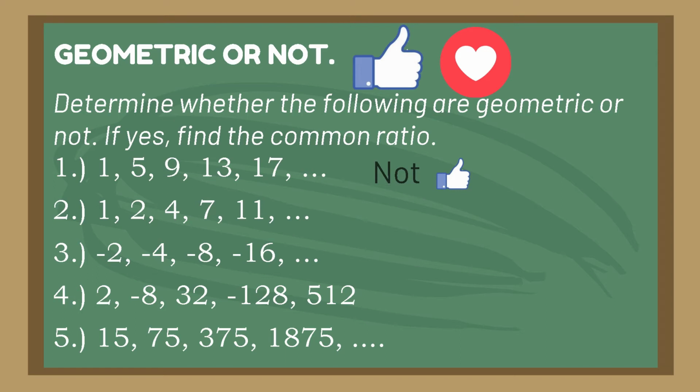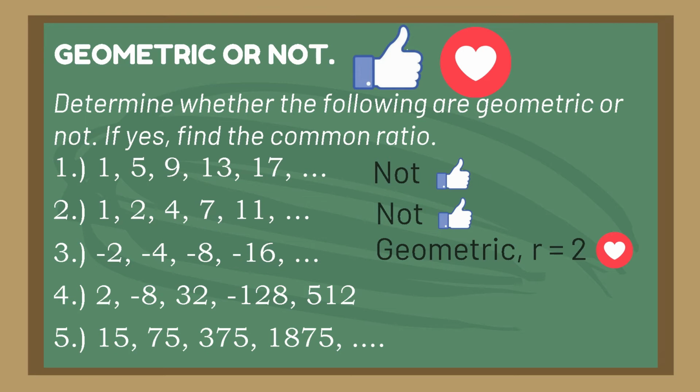Very good. Not. Number 2. 1, 2, 4, 7, 11. Geometric or not? That's right. The answer is not. Number 3. Negative 2, negative 4, negative 8, negative 16. Geometric or not? Very good. The answer is geometric and the common ratio is 2.